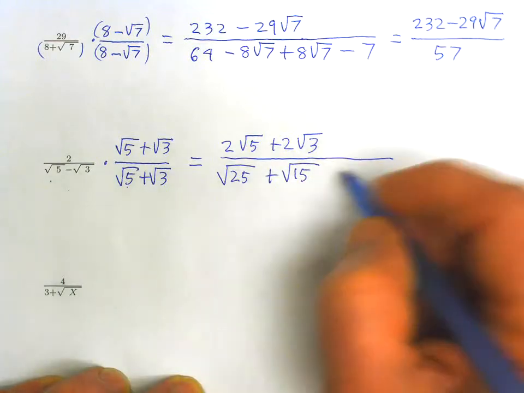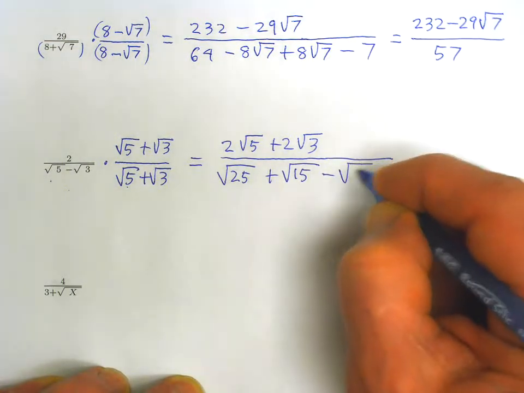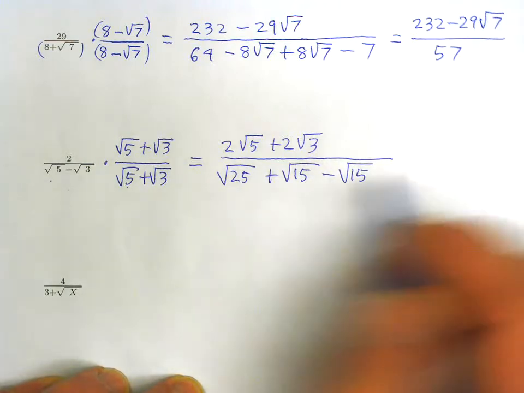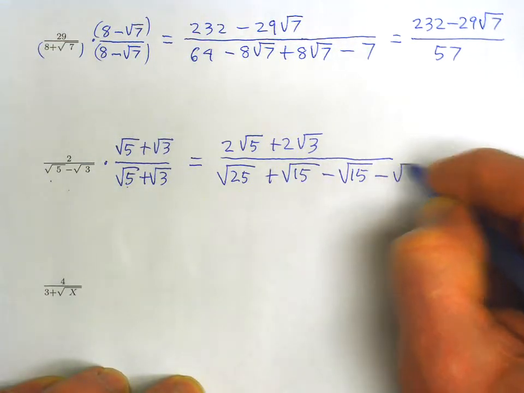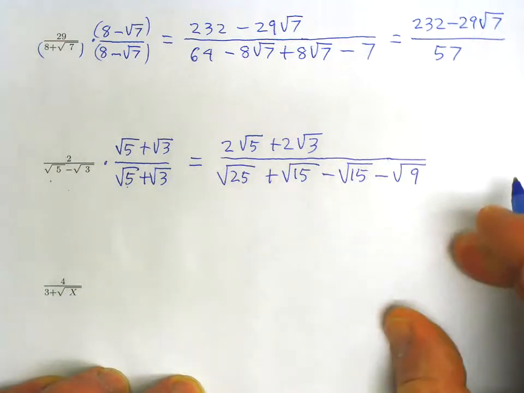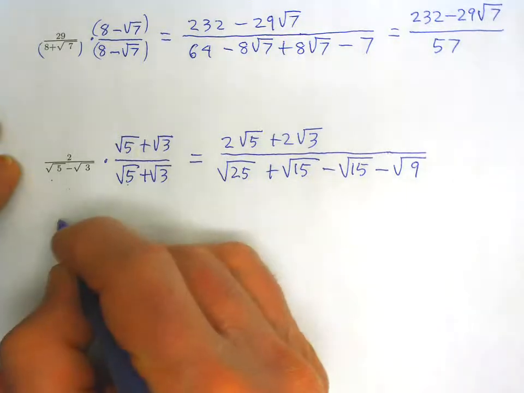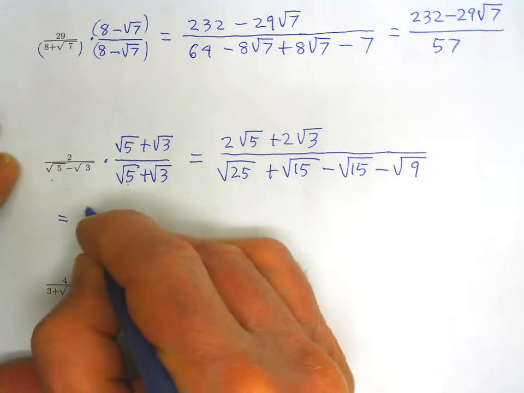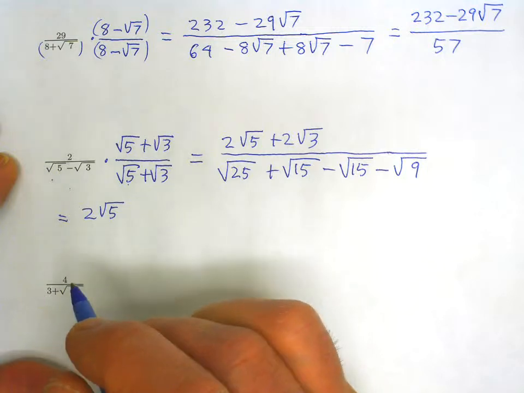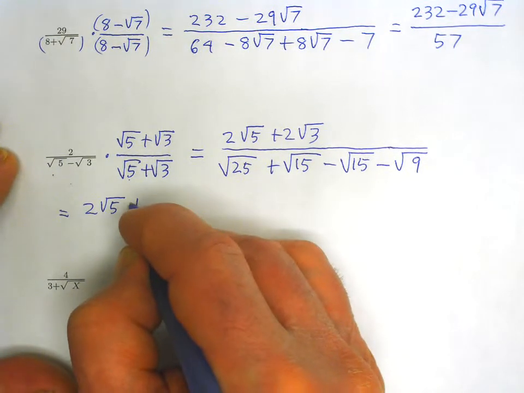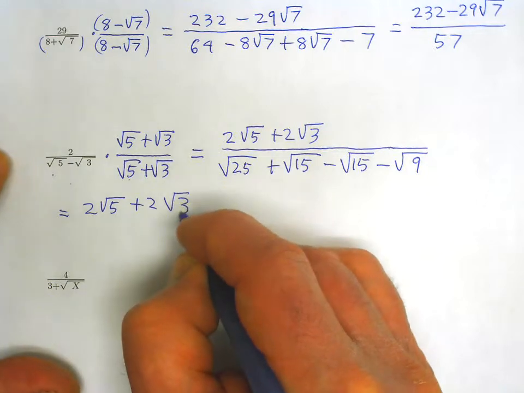And then we have minus the square root of 3 times the square root of 5, which is minus the square root of 15. And then minus the square root of 3 times the square root of 3 is minus the square root of 9. And you can see what's going to happen. In the numerator, the radicals are not like radicals, so they can't be combined. 2 times the square root of 5 plus 2 times the square root of 3.